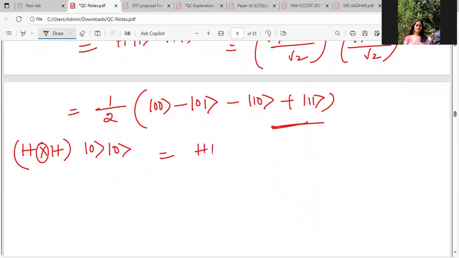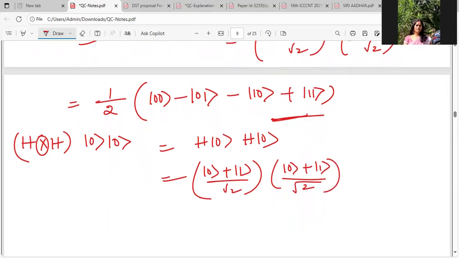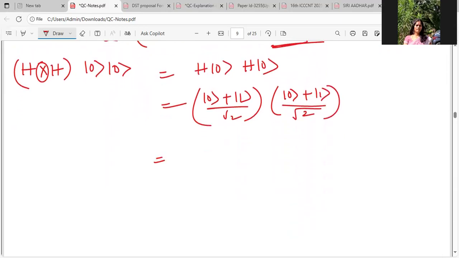What will they be? H applied to ket 0 and H applied to ket 0. These are (ket 0 plus ket 1) by root 2 and (ket 0 plus ket 1) by root 2. A similar statement like the above one I will get, but with all positive signs: 1 by 2, ket 0 0, ket 0 1, ket 1 0, and ket 1 1 is what I will get.